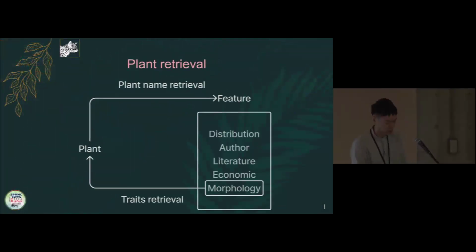First, I'd like to talk about plant retrieval from two perspectives, name retrieval and trait retrieval. Name retrieval involves querying information based on a known species name, which is what most biological information platforms offer. And trait retrieval, on the other hand, involves inferring a species based on its known traits, and that's the focus of my talk today.